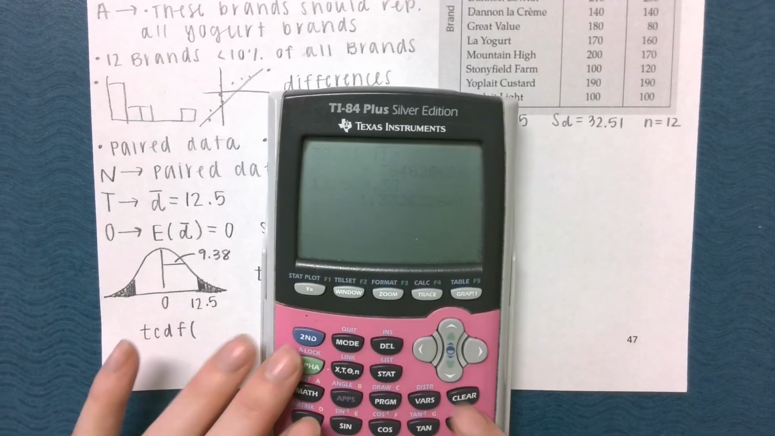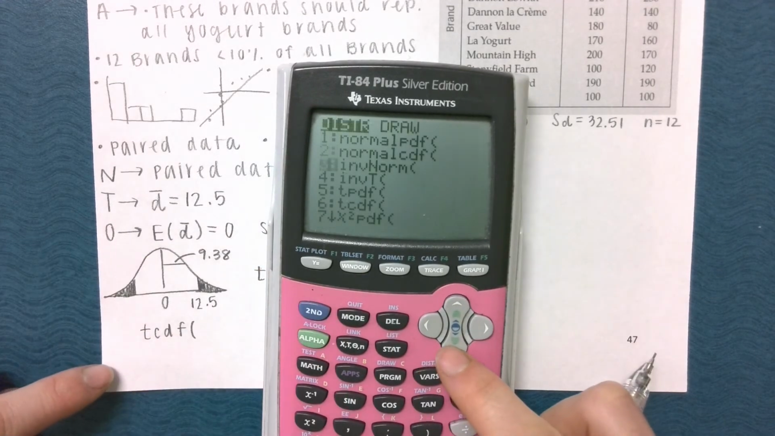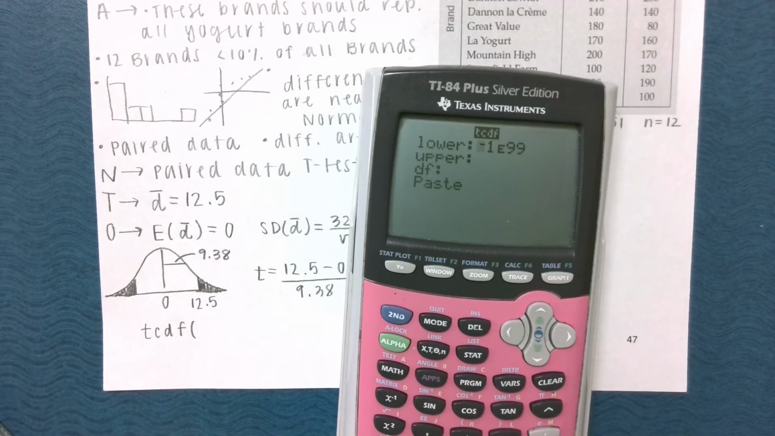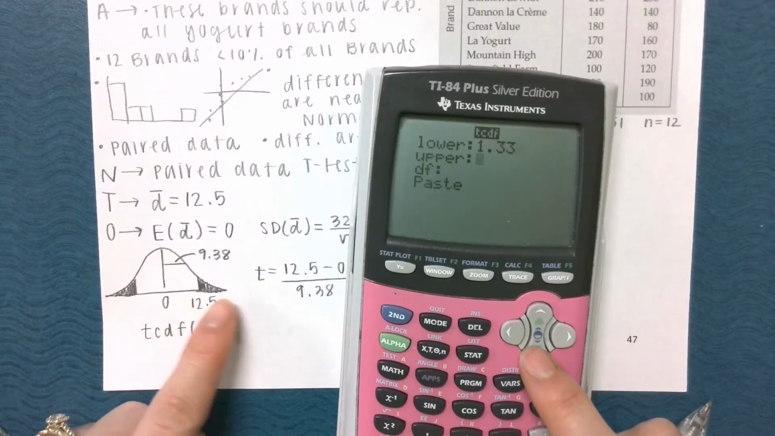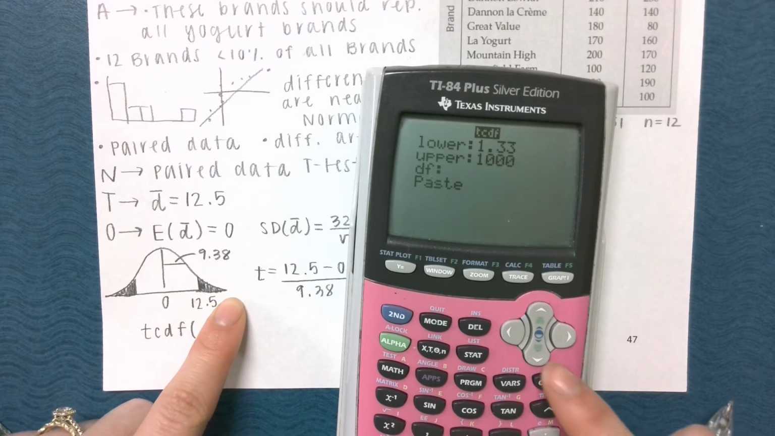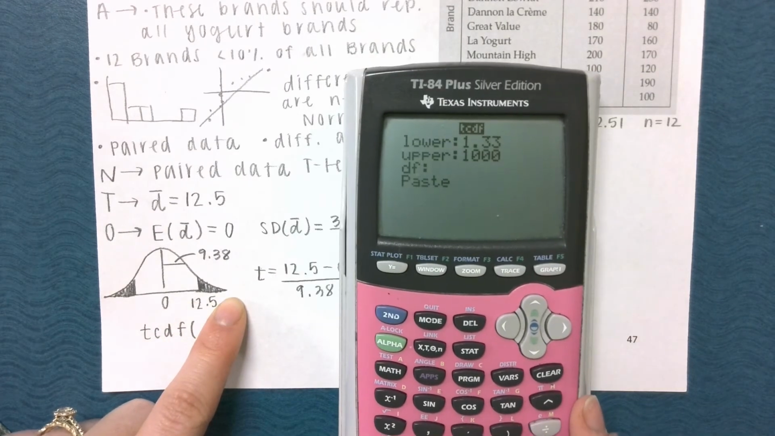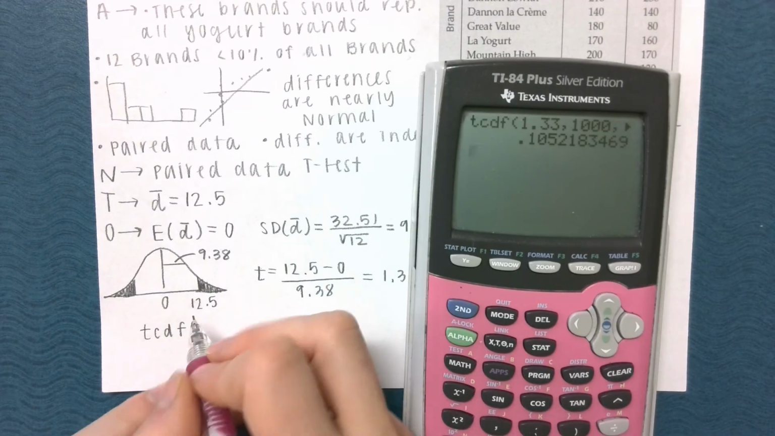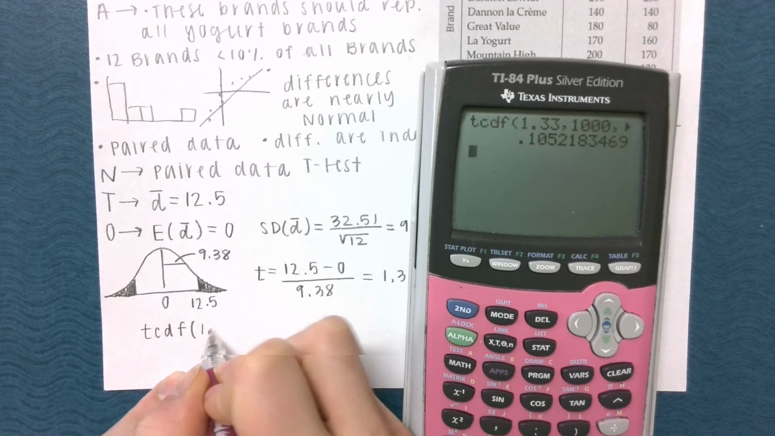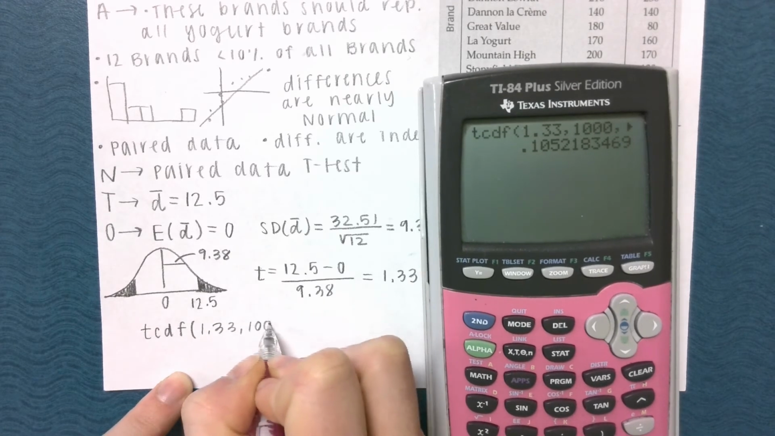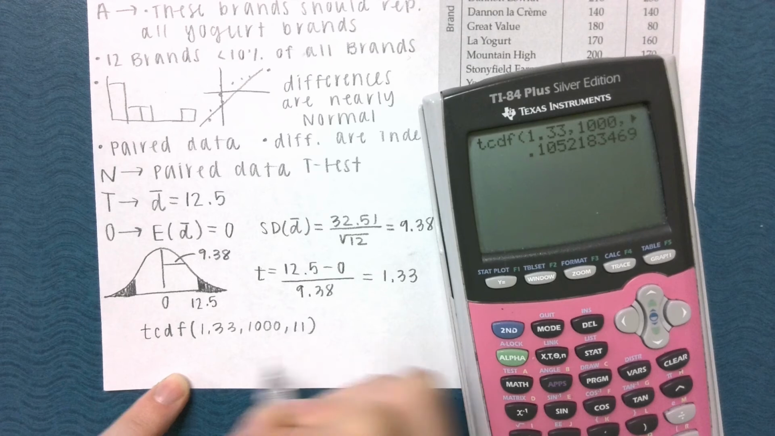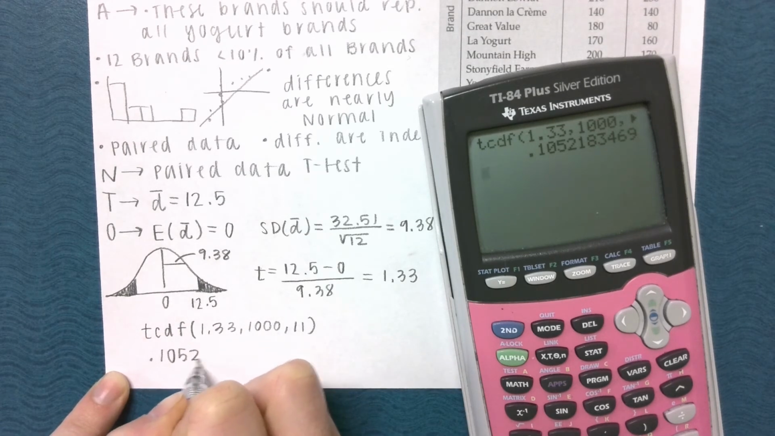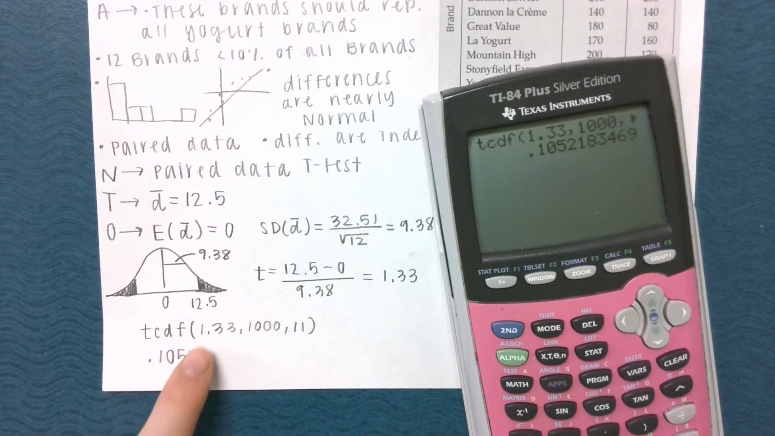So in my TCDF, which is second vars, my lower bound is going to be that t-score, so 1.33. My upper bound is just a big number. Degrees of freedom, one less than the sample, so 11. 1.33, 100. So far that gives me 0.1052. Again, that's only on that right-hand side.